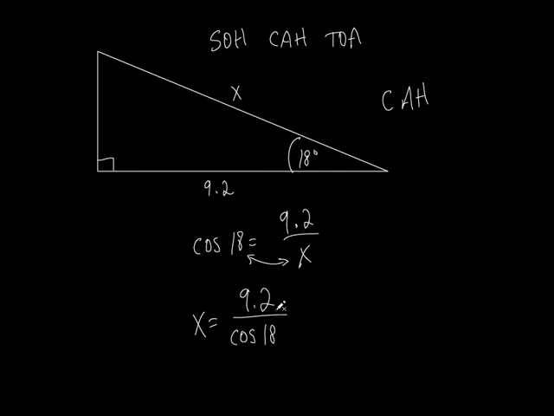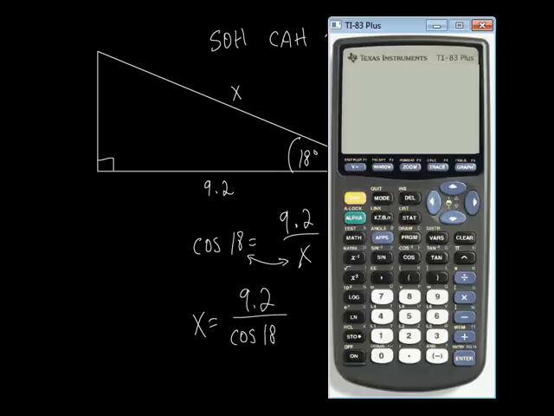Do you see the math? It's not that hard, is it? Right? We've done these several times. Take the x, put it on the top, cosine of 18, put it on the bottom, boom, throw that in the calculator and you're good to go.